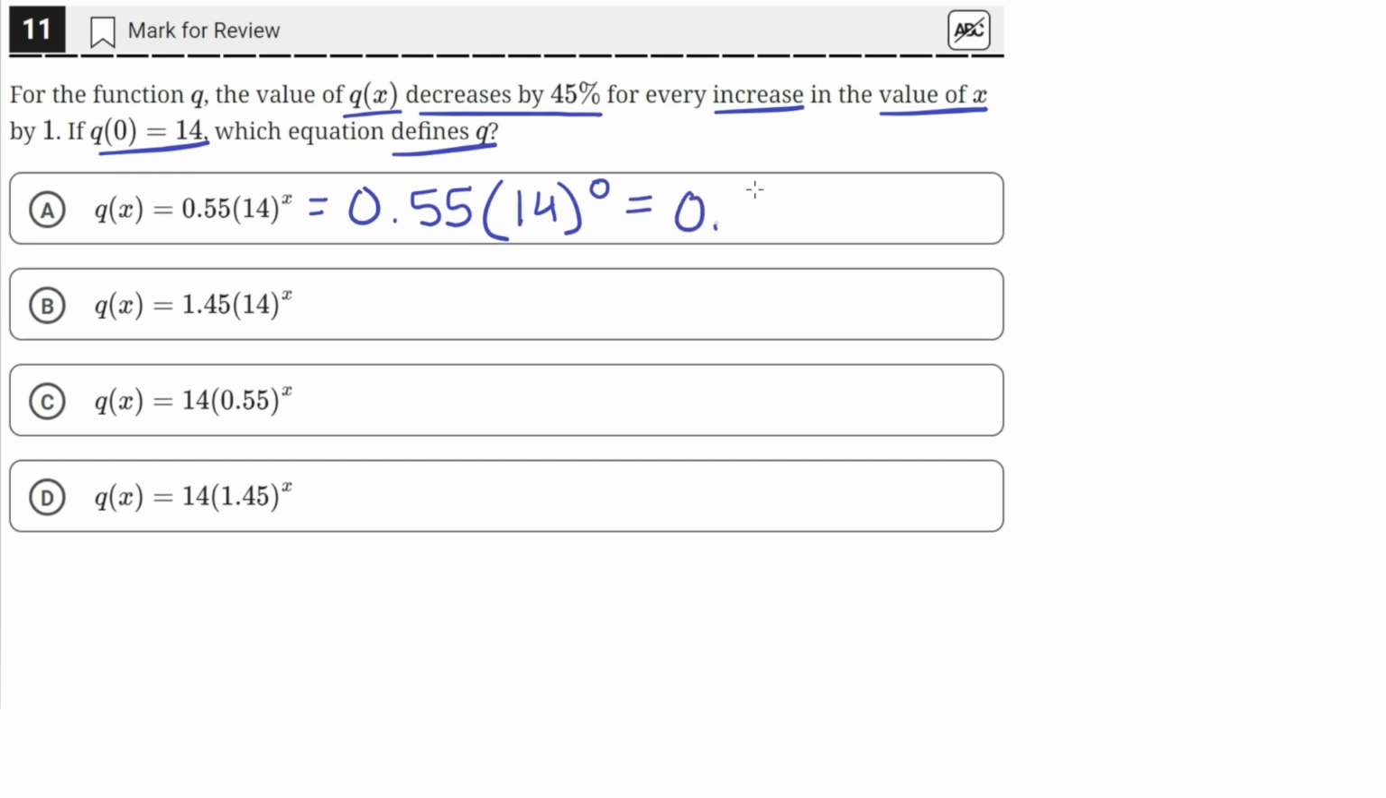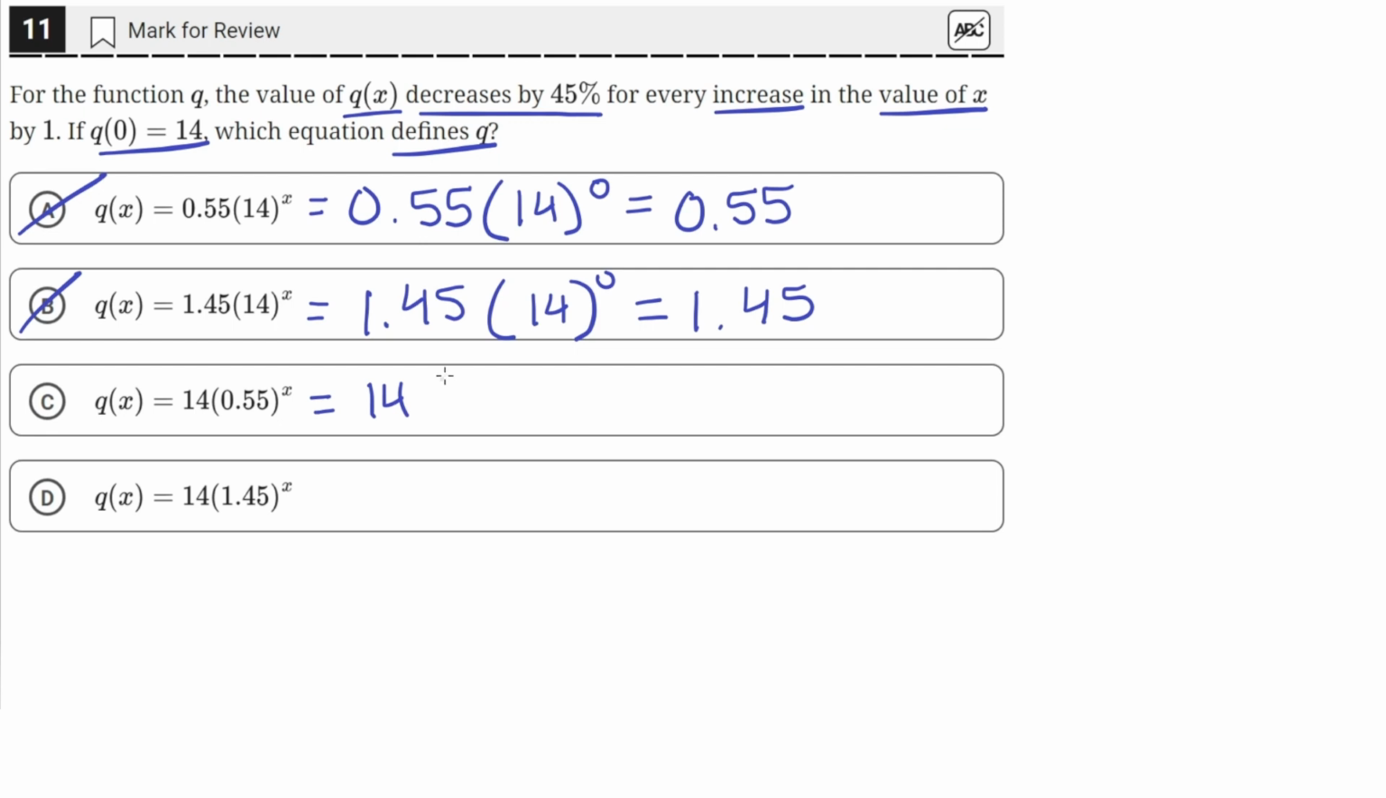So we'll just be left with 0.55, which is not equal to 14, like the problem statement said it should be. So answer choice A is incorrect. Then answer choice B, we have 1.45 times 14. We'll plug in 0 for x, and then we'll just be left with 1.45, which again is not equal to 14, so answer choice B is incorrect, because A and B didn't satisfy the condition that q of 0 equals 14. So let's check C as well.